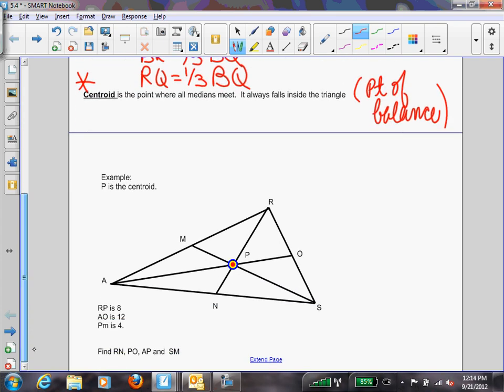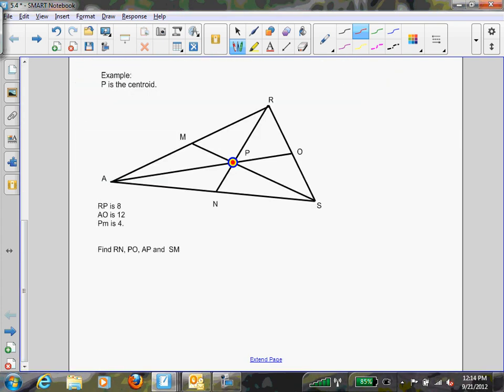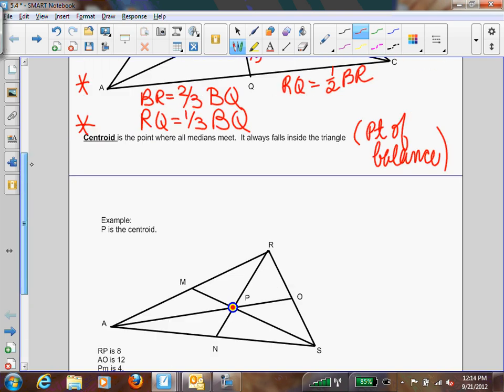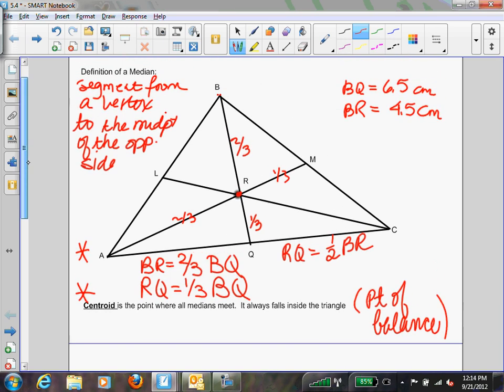Okay, so here's an example. Here's my funky centroid. When I give you the centroid as a vocabulary term in a problem, you need to right away recognize it was created by medians. And remember, wouldn't we agree that BL and LA are congruent? Because we found the midpoint of that side. And then we would be able to say MB and BMC are congruent, yes? And these are congruent, yes?